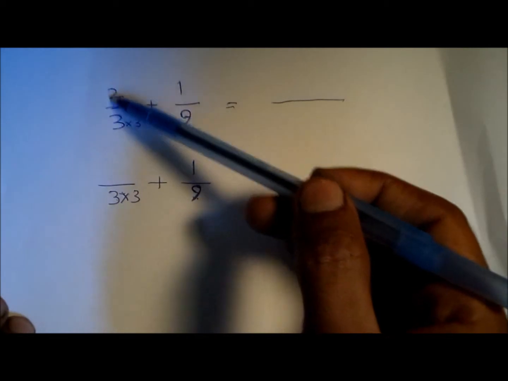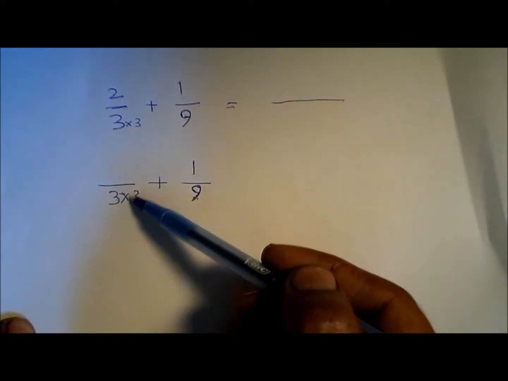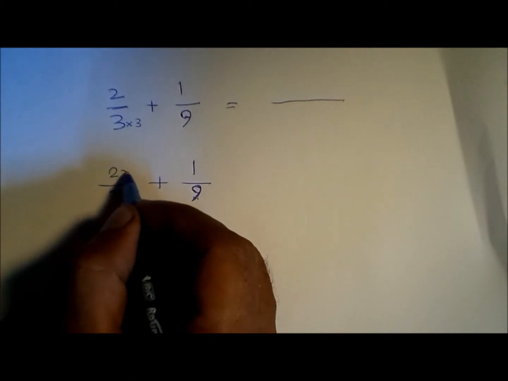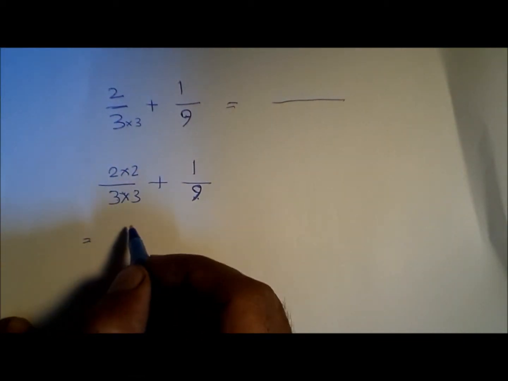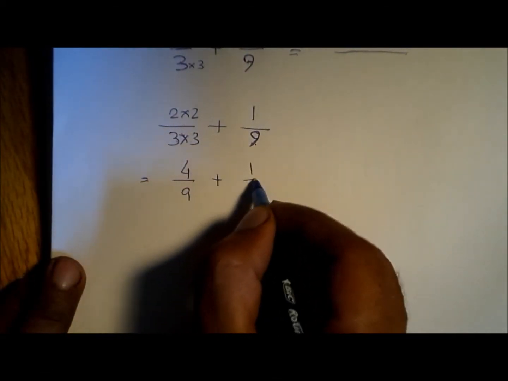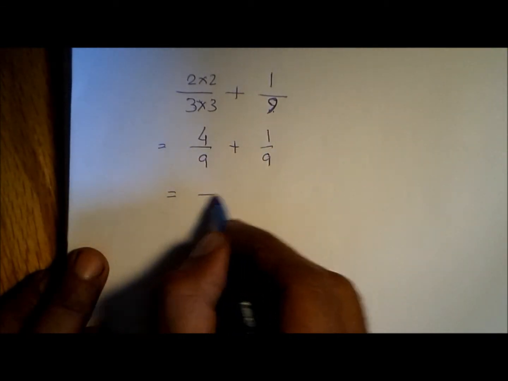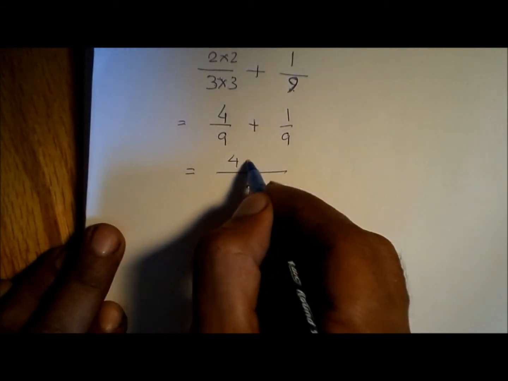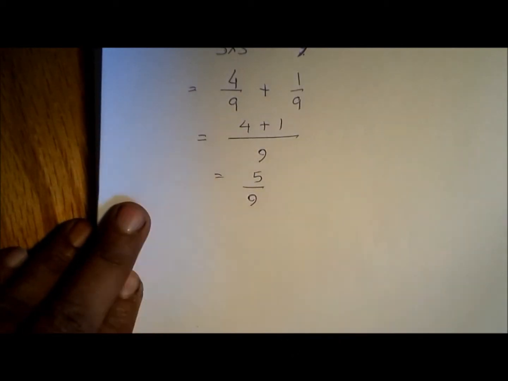Now in a fraction, if I multiply the numerator and the denominator by the same number, its value does not change. So this fraction becomes 4 by 9 plus 1 by 9, and now we can add these two numbers. 4 plus 1 is equal to 5 by 9.